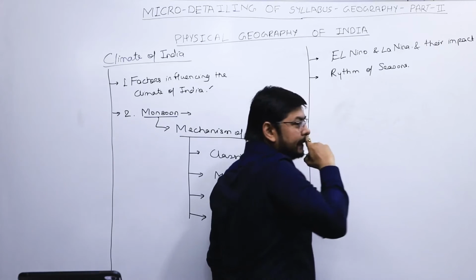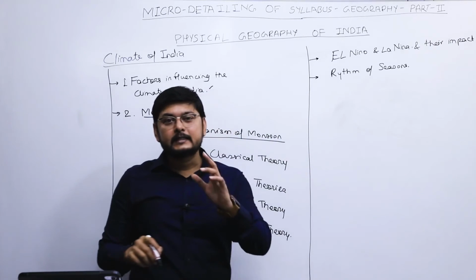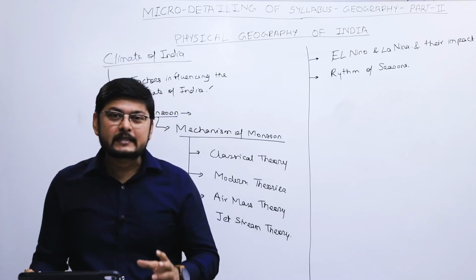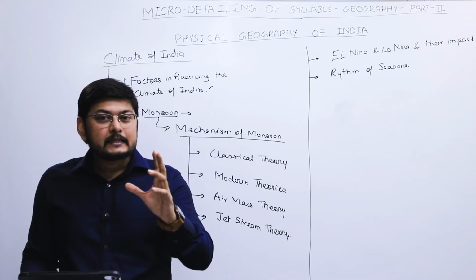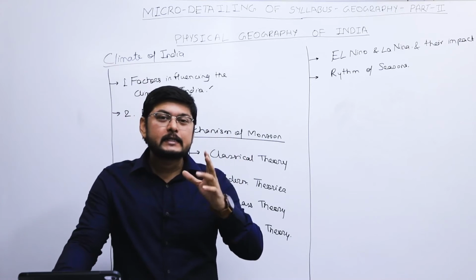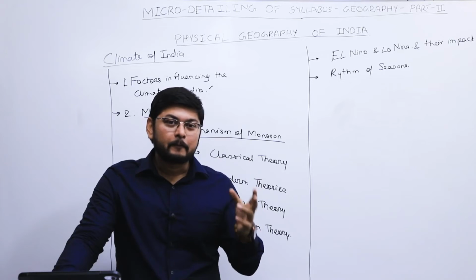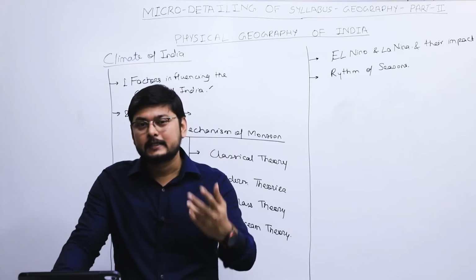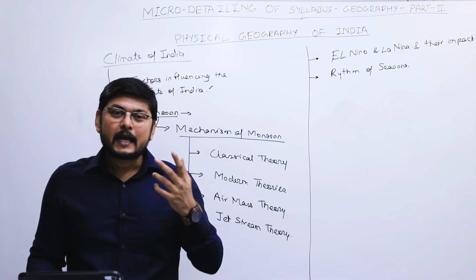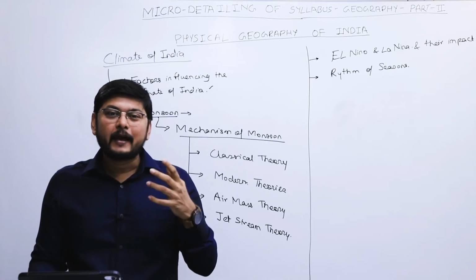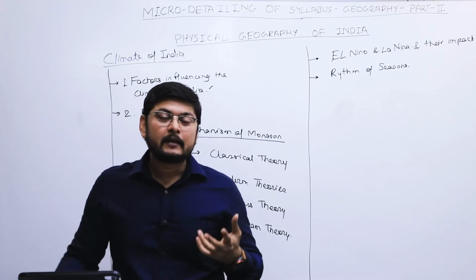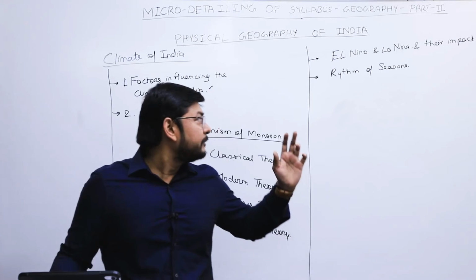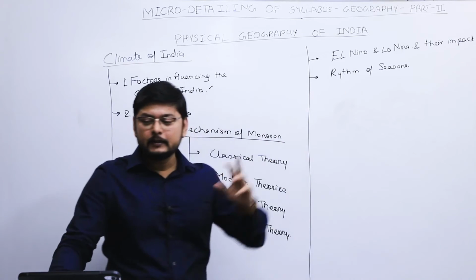Now, we see that in India we have four distinct seasons. How these seasons are defined, how these seasons are different from each other, what are the different names of these seasons, how these seasons help us in defining the economic activities of human beings. So we'll be studying those parts in the rhyme of the seasons.